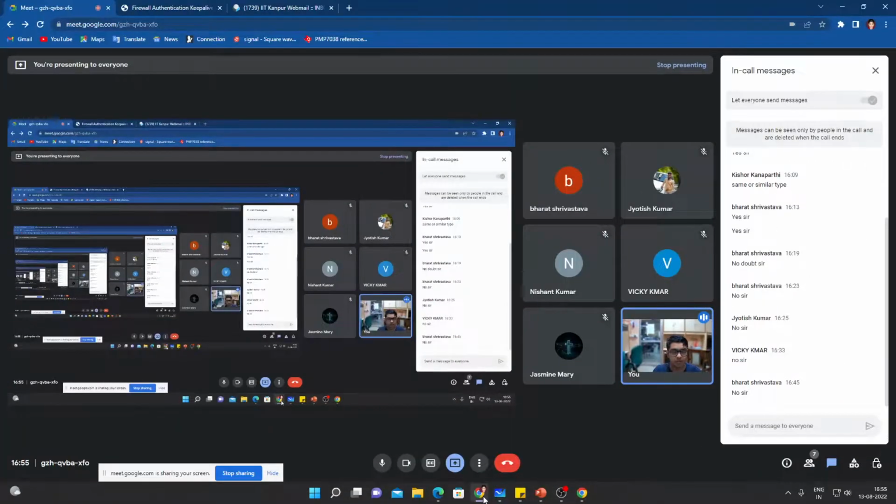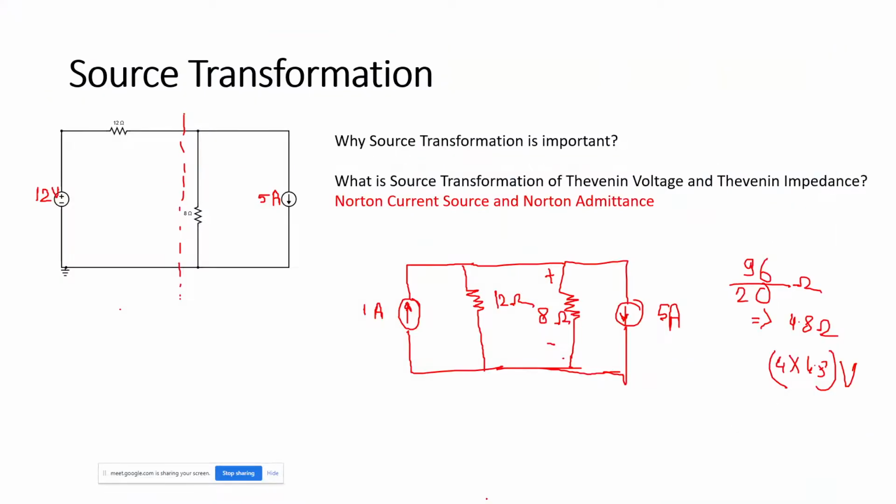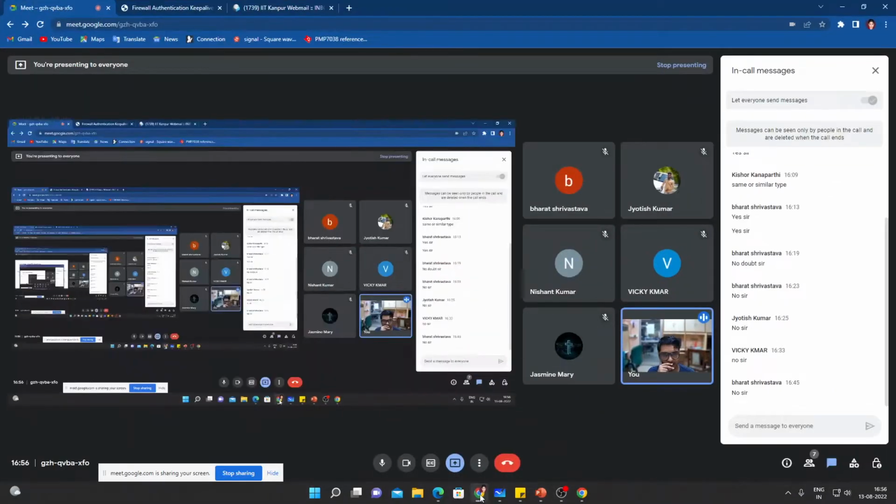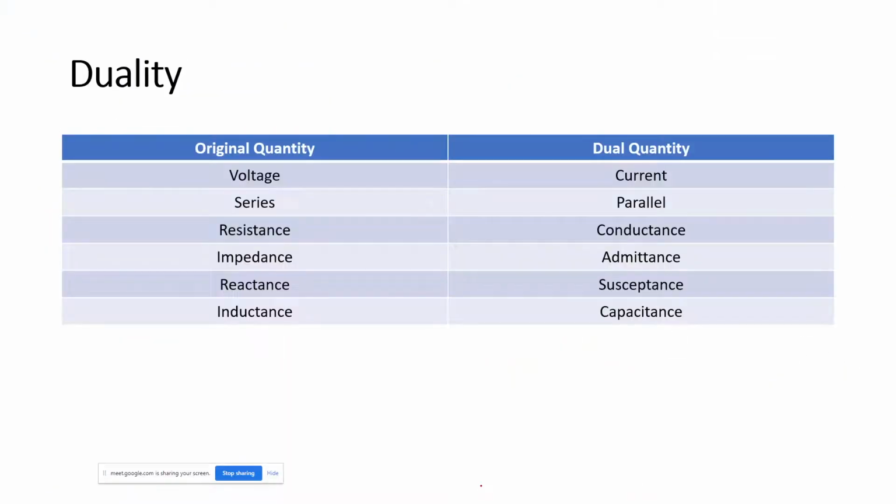This is the beauty of source transformation. It simplifies circuit solving. It is very handy, and it comes from Thevenin's theorem and another theorem, Norton's theorem, which will be covered in next week's lectures. Any doubt on source transformation? No, sir. Okay, others, any doubt? Okay, so the last concept that we have is duality. Yeah, any doubt? Anyone?